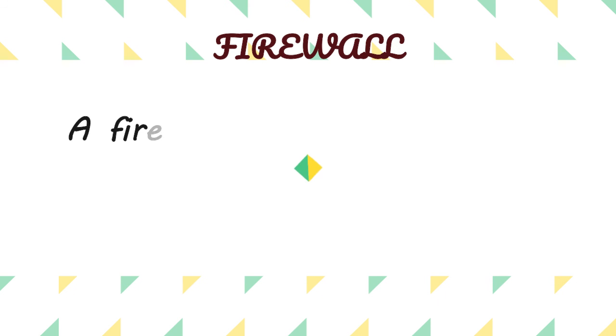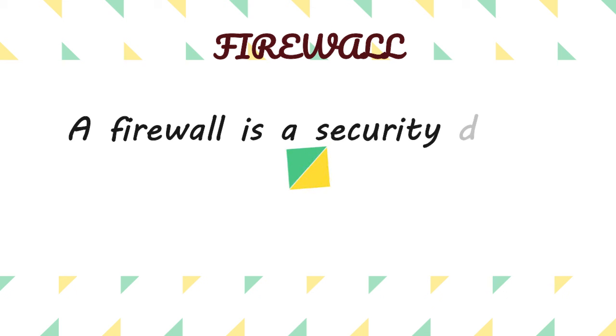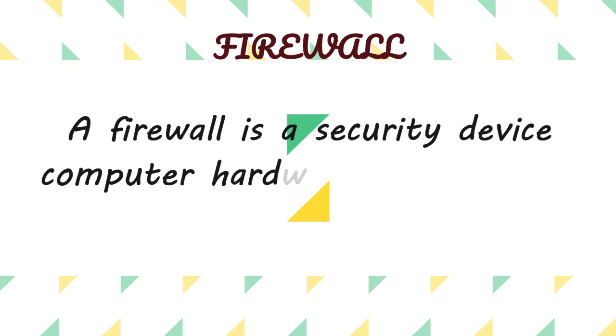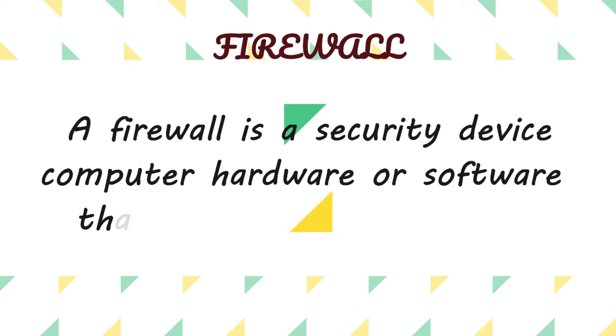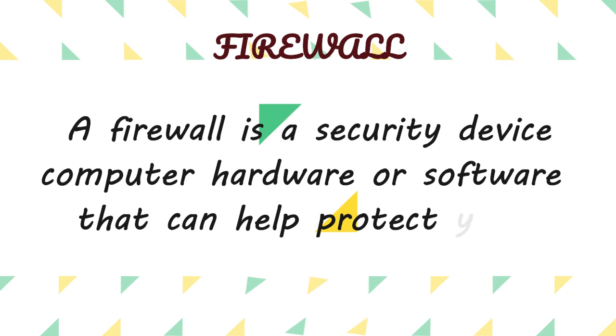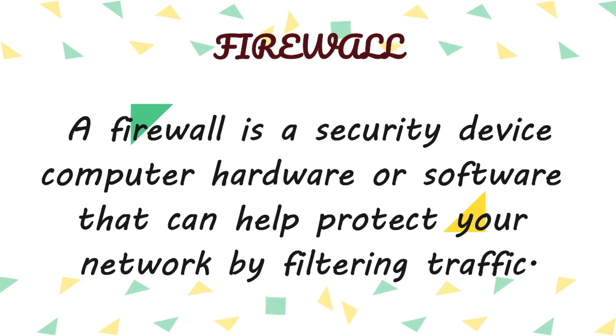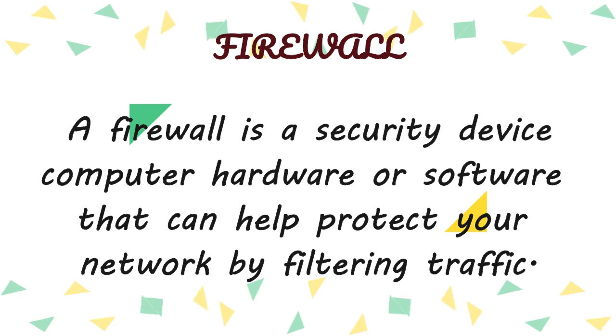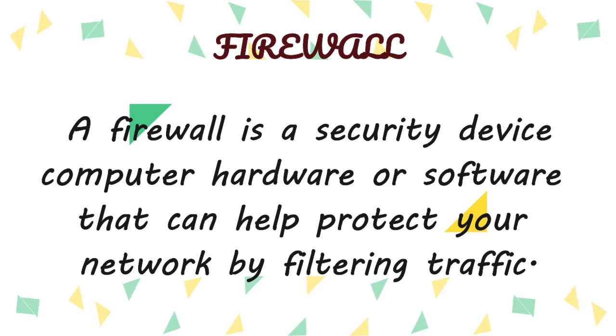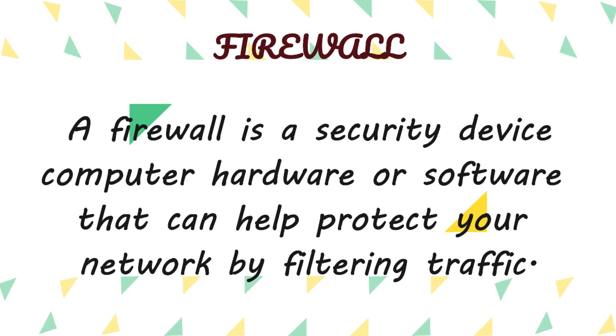The next network device is the firewall. A firewall is a security device. This device can be computer hardware or can also be implemented by using software. It helps to protect your network by filtering the traffic or blocking outsiders from gaining unauthorized access to the private data on your computer. So, when data or packets are sent or received over the network, they are filtered through the firewall to protect the data on your computer.